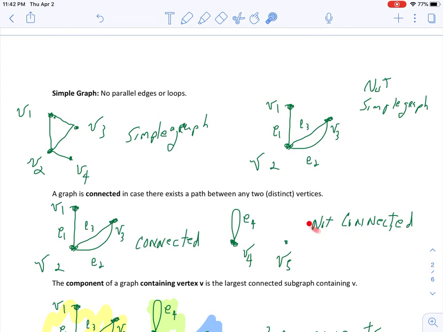If it's not connected, then obviously that means I cannot walk from some vertex to some other vertex. And so if you want an example of that, there is a graph that's not connected. Why? Because I cannot walk from V5 to V4 along any edge.